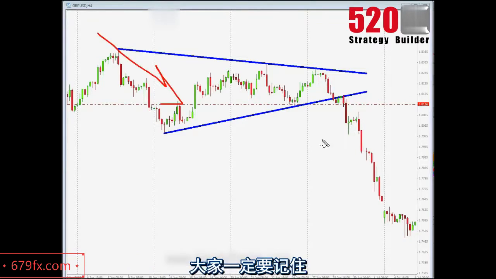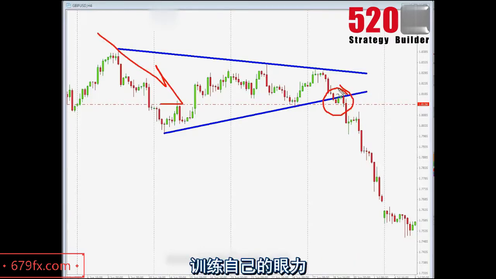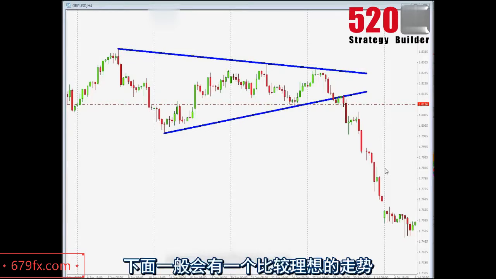Okay, please guys, memorize by heart the breakout, pullback, continuation part. Train your eyes, go through your charts, scroll back in time in your chart, try to spot previous breakouts, and try to search for this type of breakout, pullback, continuation pattern, because whenever they happen, they usually give way to a very nice move.